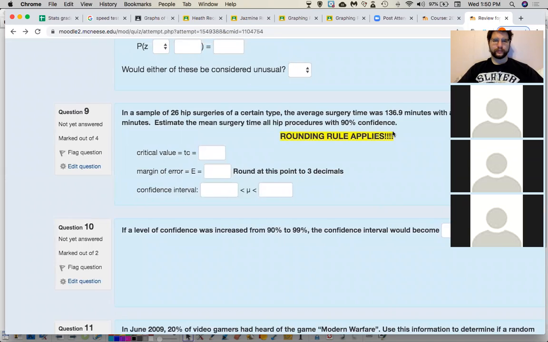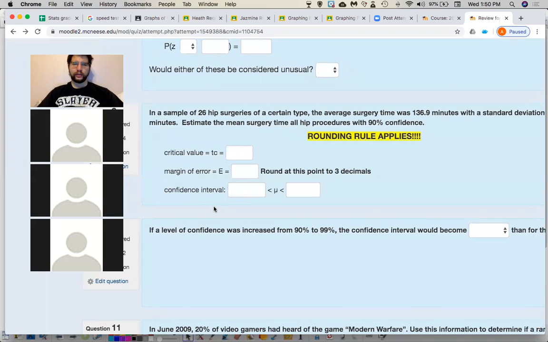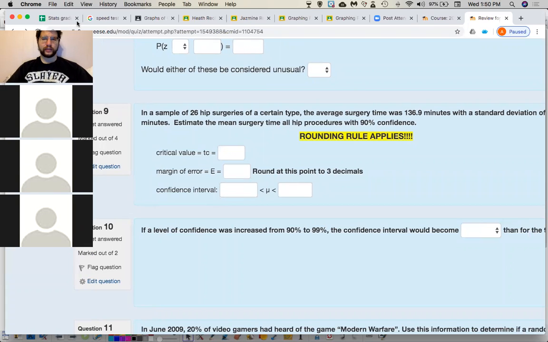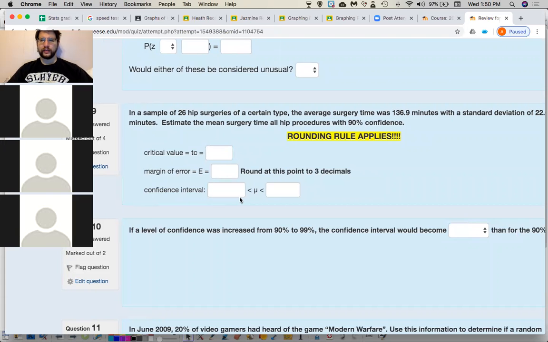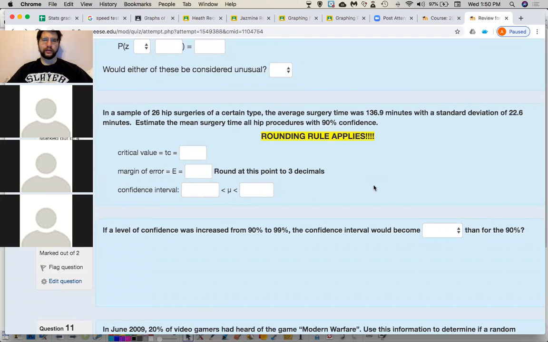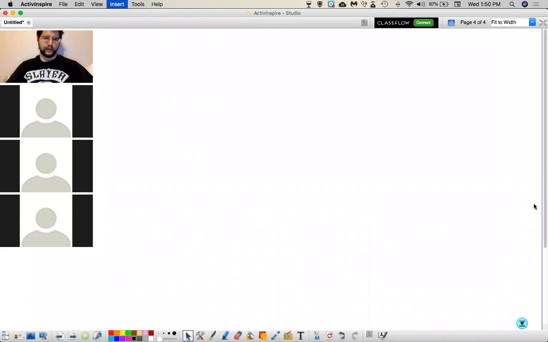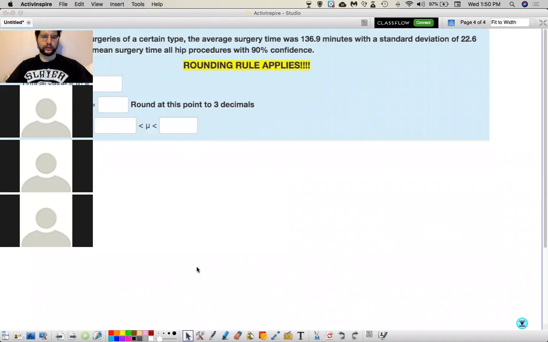So let's look at this one. A sample of 26 hip surgeries of a certain type. The average surgery time was 136.9 minutes, with a standard deviation of 22.6 minutes. To estimate the mean surgery time of all hip replacements with 90% confidence. All right. I guess I should go back and do that previous one by hand too, just in case anybody watching wants to do it by hand.